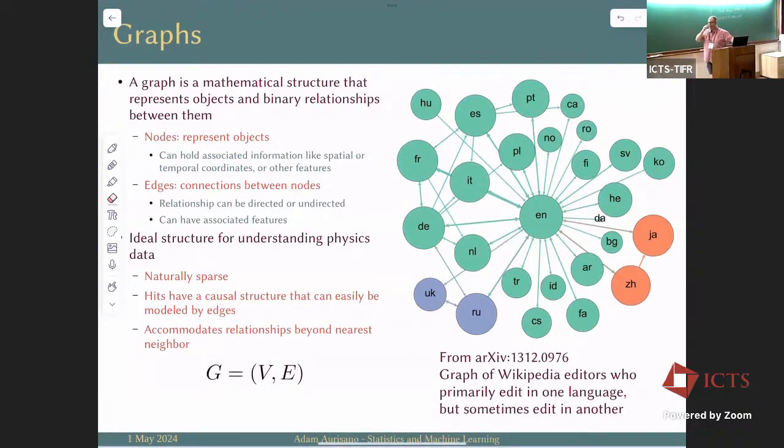The idea of using graphs for physics data is that they're naturally sparse. The hits have a causal structure that can be modeled by edges. So if two hits are caused by the same particle, those are related to each other, but if they're not caused by the same particle, then they're not related to each other. And also they accommodate relationships beyond nearest neighbor.